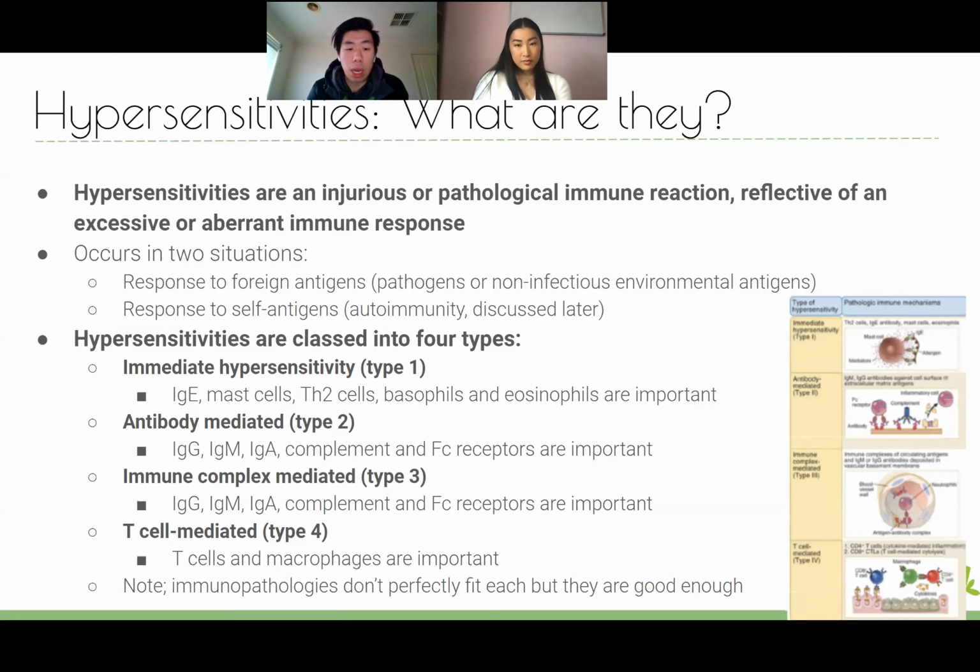But they class into 4 types. So immediate hypersensitivity, antibody-mediated, immune complex-mediated, and T-cell mediated. And these are very important for you guys to know what they are and examples for them, because they are very much accessible. They don't fit in each of these groups perfectly, but they are good enough for us.